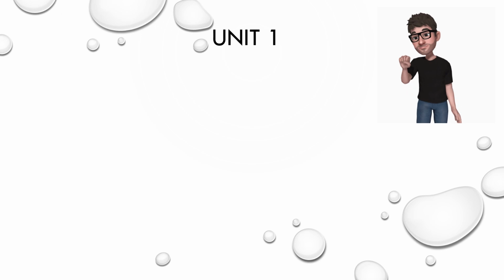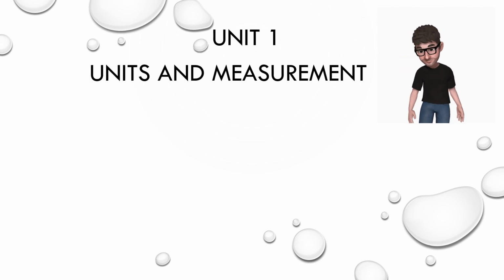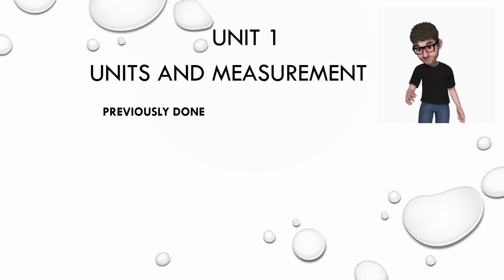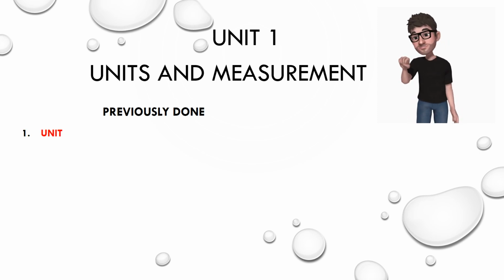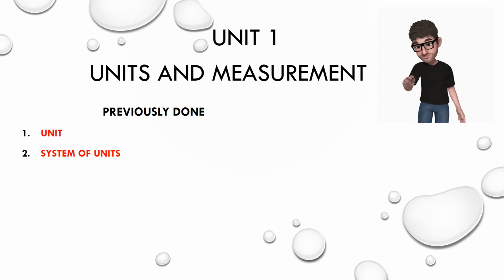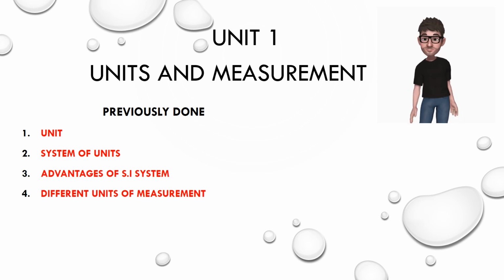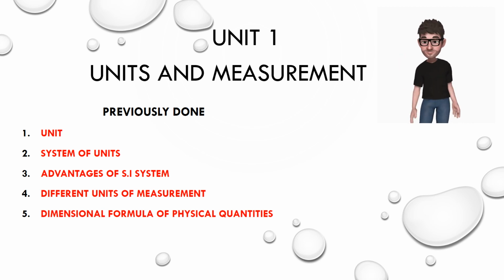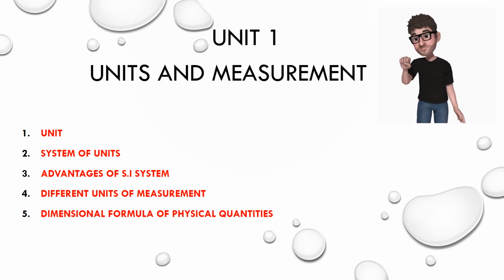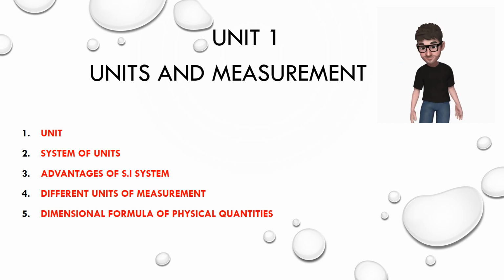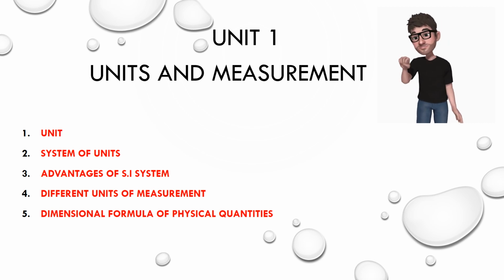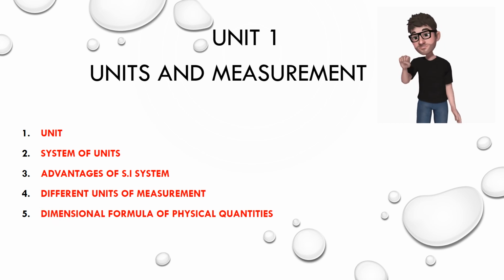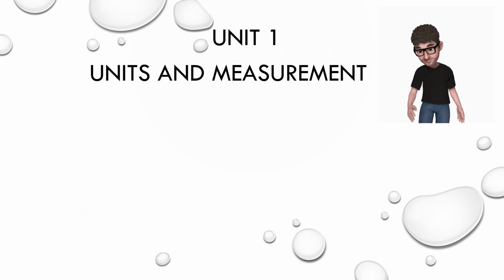In the previous one, which was on units and measurement, Unit 1, CBSE Grade 11 syllabus, we studied what a unit is, system of units, advantages of the SI system, different units of measurement, and dimensional formula for physical quantities. If you want to understand the dimensional formula of physical quantities, please check the last video, which is on dimensional analysis basics.